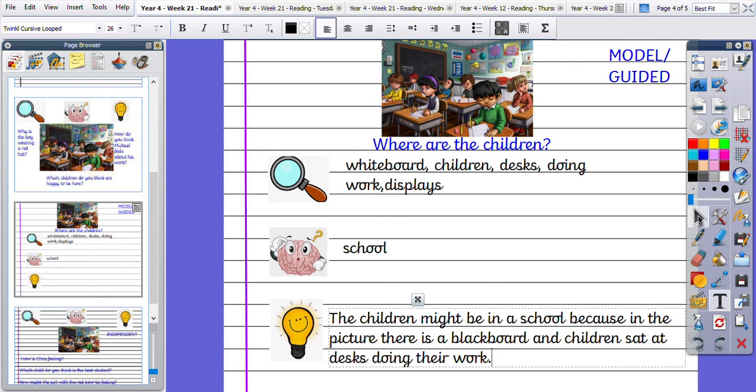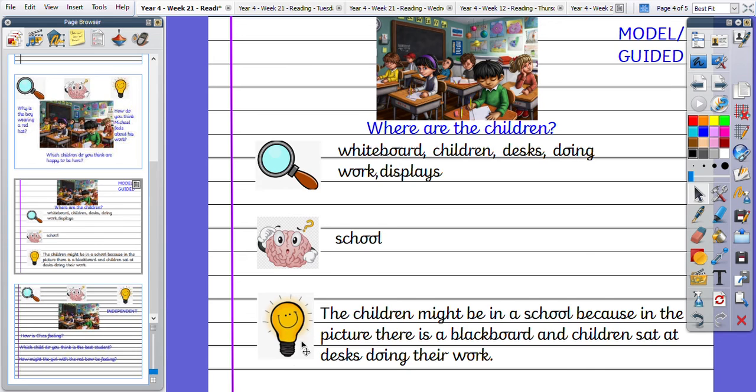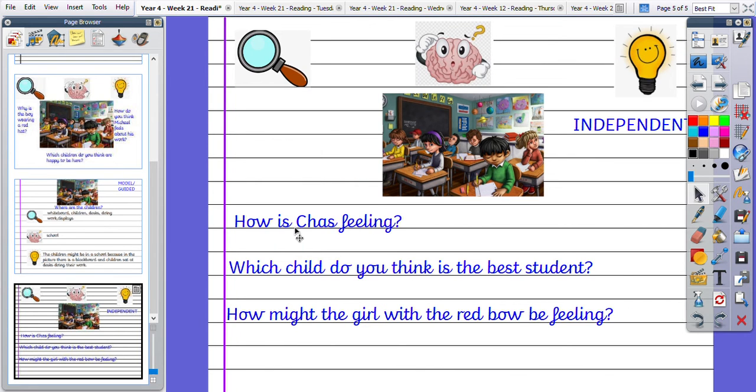Okay, so we've looked at those three parts to inference. We have looked for clues, we have used what we already know, and we have made an idea. So your questions then, you've got how is Chaz feeling? So look at the names on the desks for Chaz. Which child do you think is the best student, so the one who's working the most hard? And how might the girl with the red bow be feeling? So it's this girl here with the red bow in her hair. Okay, so have a go at these inference questions using a picture today, year 4.